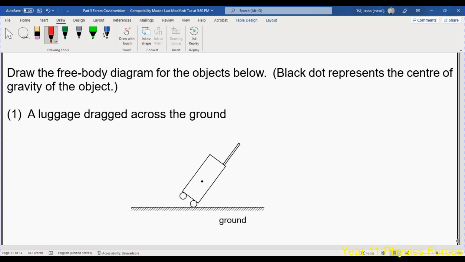A luggage dragged across the ground. The first force you should include must always be the weight. The second force is your normal reaction here. Any other force? We see some bearings here for the luggage. If the bearing is still functional, then it should be rotating.